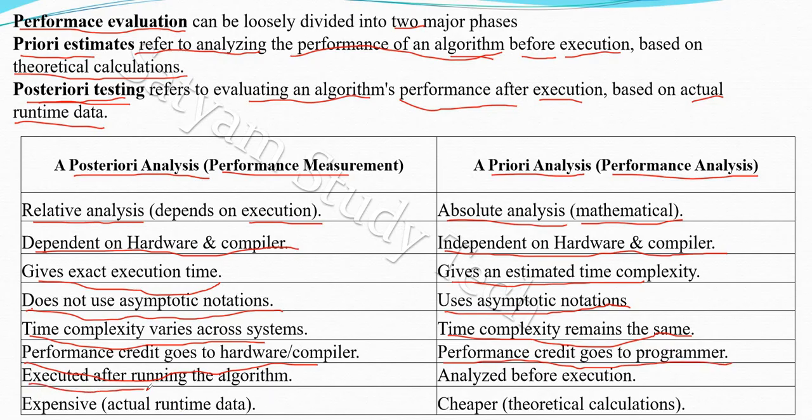In posteriori analysis, execution happens after running the algorithm, where you can calculate the time and space, and it gives the exact time. In priori analysis, the algorithm is analyzed before execution, for time complexity and space complexity. Posteriori analysis is expensive, as it gives the actual running time. But priori analysis is not expensive, as it uses theoretical calculations.